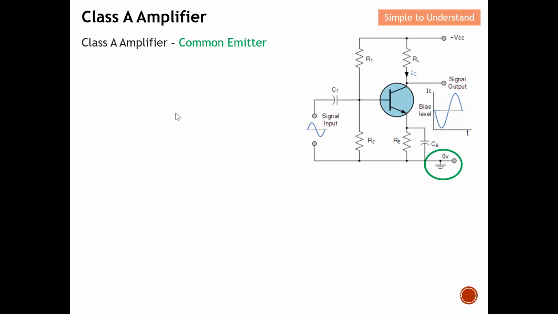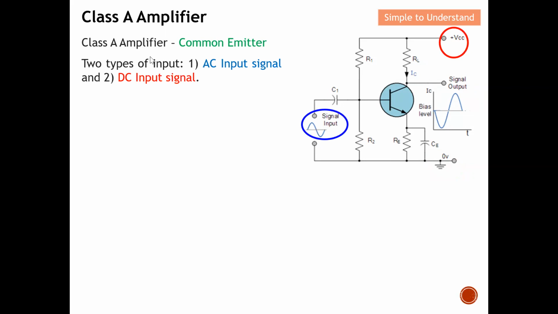Next, there are two types of input signal. Number one, the AC input signal. Number two, the DC input signal. So basically, these two signals are applied to bias this transistor, which I will further explain later on.